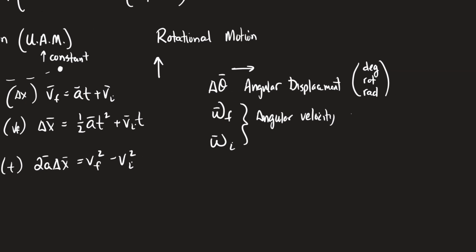This will be things like rotations per minute, or rotations per second, or radians per second. That's generally the units we will use for those.